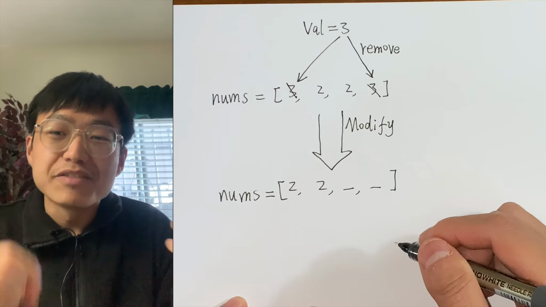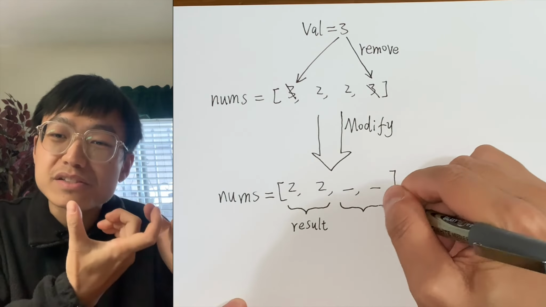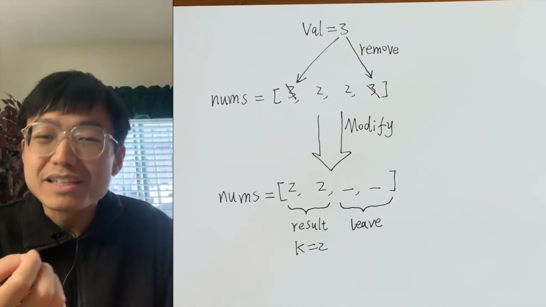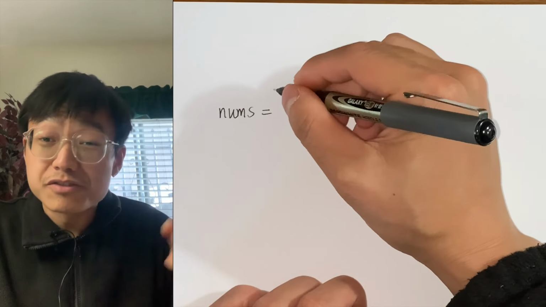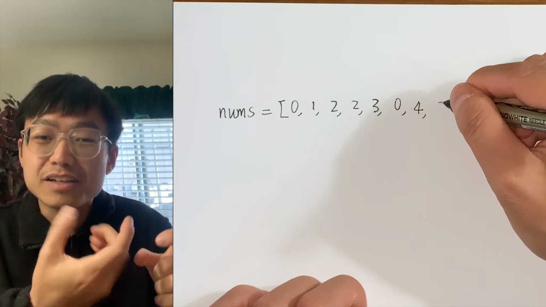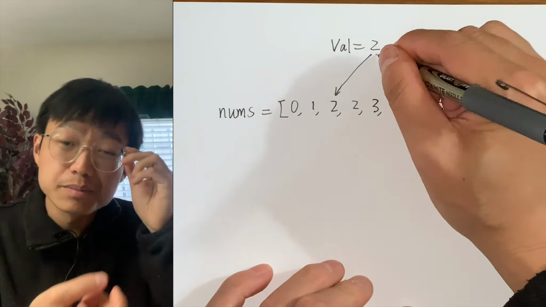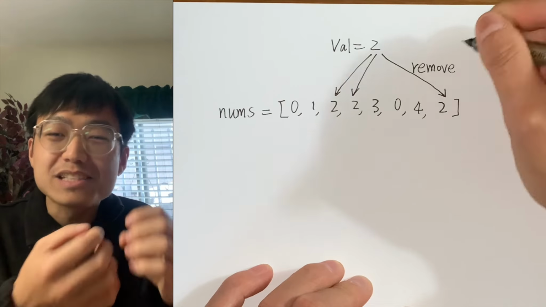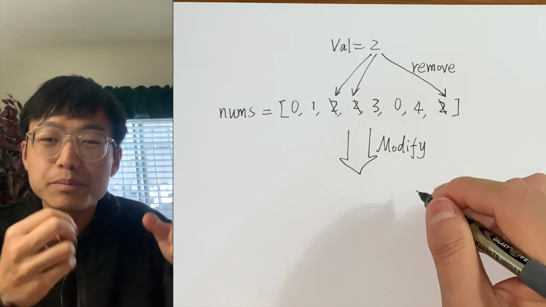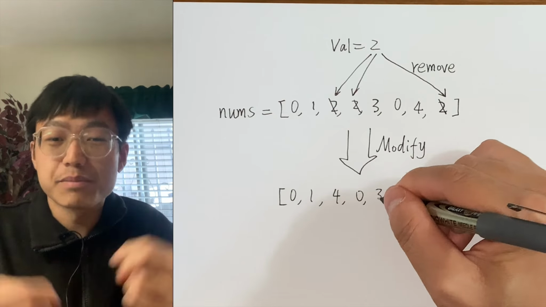More formally, if there are k elements after removing the duplicates, then the first k elements of nums should hold the final result. It doesn't matter what you leave beyond the first k elements after returning k. And don't allocate extra space for another array. You must do this by modifying the input array in place with O(1) extra memory space complexity.